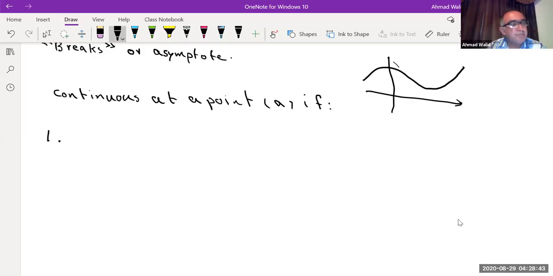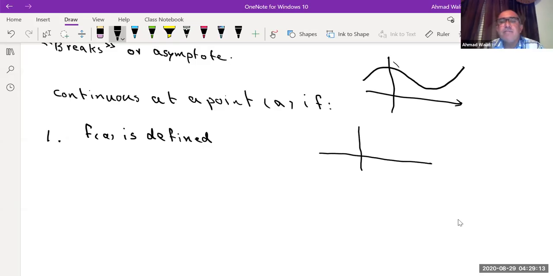Number one, f of a is defined. What does it mean? Remember, we discussed this a lot. f of a is defined means point a should be on the graph. For example, this is a curve. This is a. A is on the graph, correct? Point a should be defined.